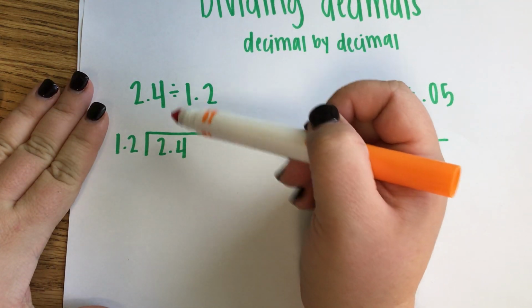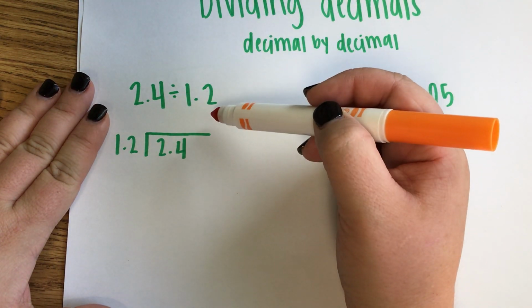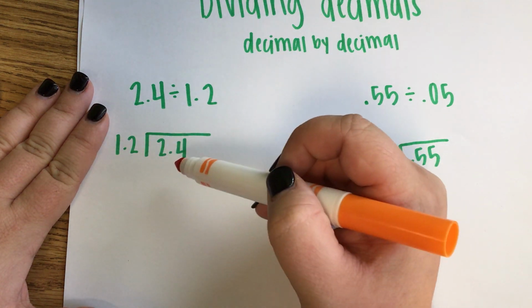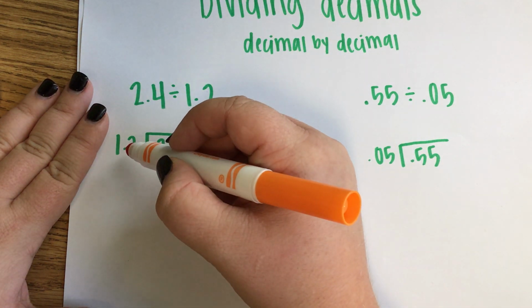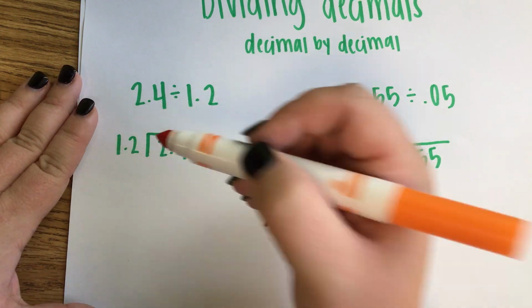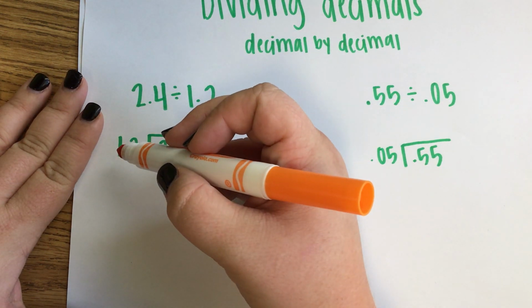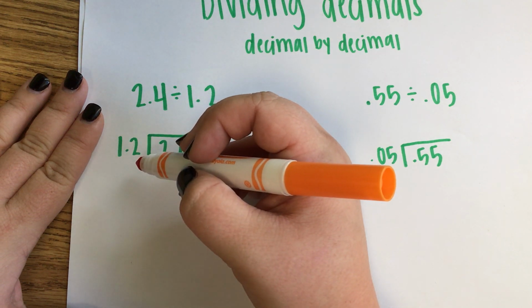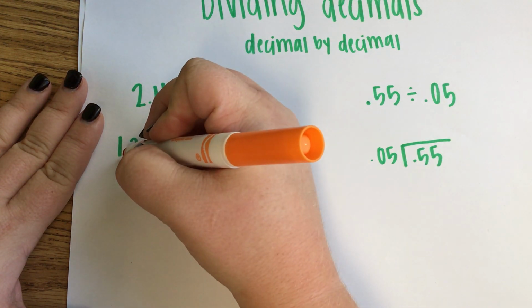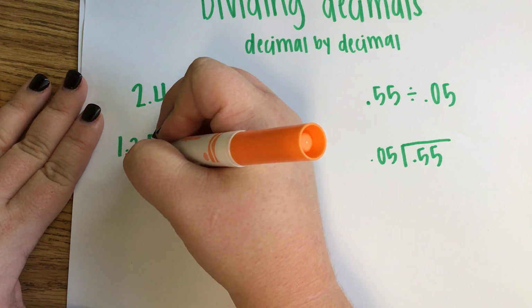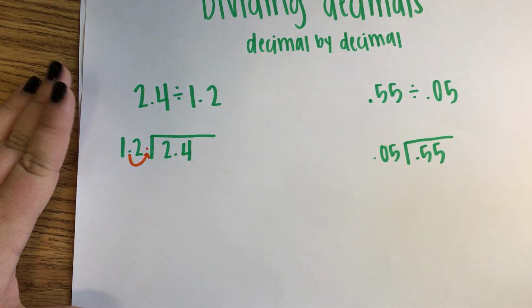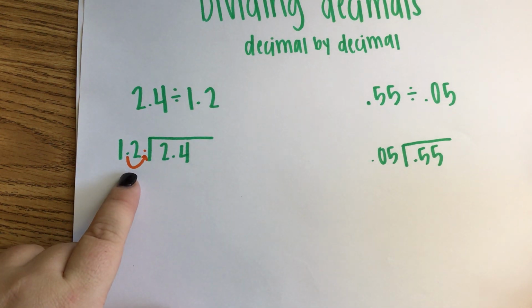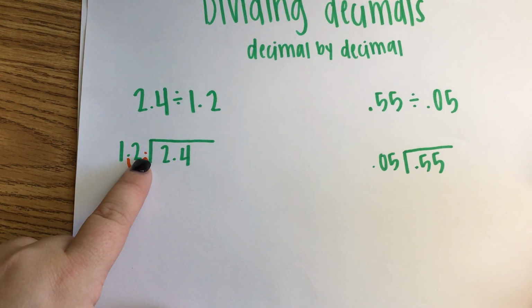So this is 2.4 divided by 1.2. The whole thing with dividing decimals is that you need to make them into whole numbers. So let me show you. For example, 1.2, I need to make that into a whole number. How I do that is by moving my decimal to the right, okay? That's like you're multiplying by 10. So I moved this decimal one time over.